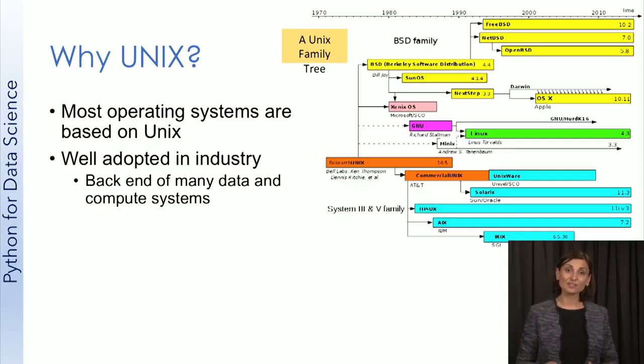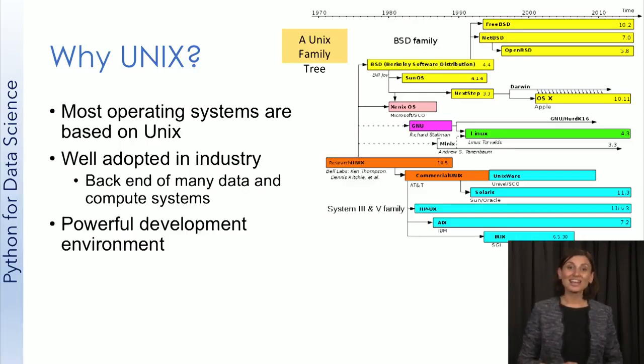In fact, the back end of many data and compute systems, including industry giants like Facebook and Google, utilize Unix. As an operating system, Unix provides a very powerful development environment built upon composability of small utility programs that do one thing very well. We call these programs commands. Users can build their own commands and programs using these commands, and some programming syntax, or shortly, scripting.